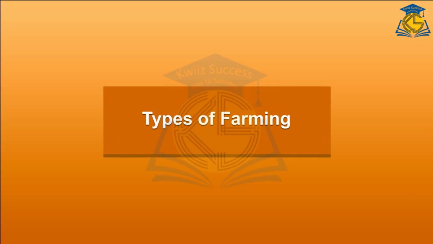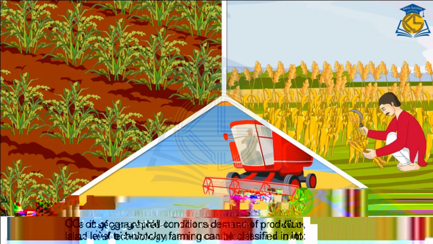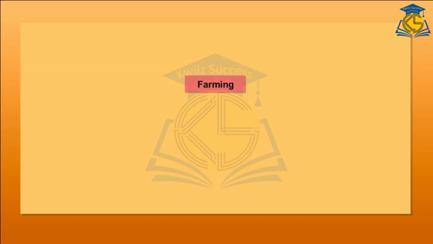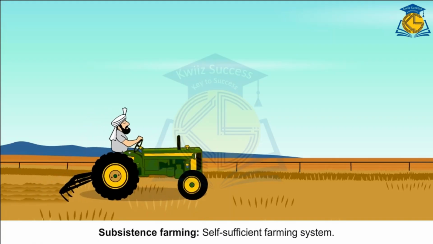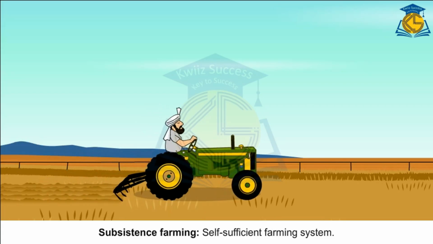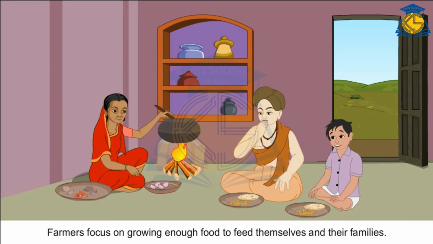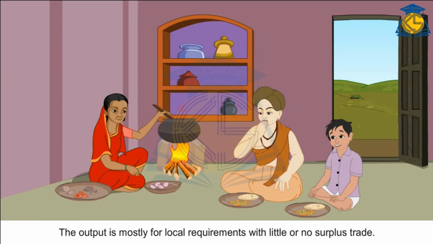Types of farming. On the basis of geographical conditions, demand of produce, labor and level of technology, farming can be classified into subsistence farming and commercial farming. Subsistence farming is a self-sufficient farming system. Farmers focus on growing enough food to feed themselves and their families. The output is mostly for local requirements with little or no surplus trade.